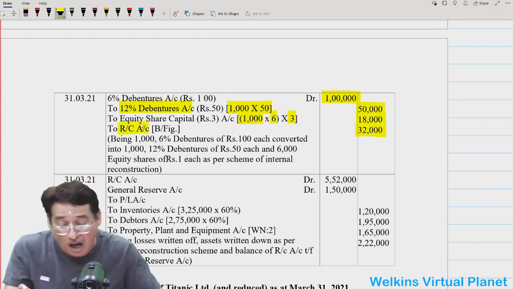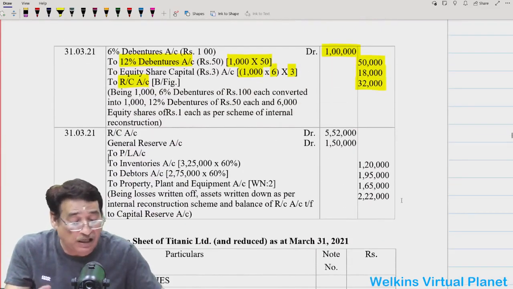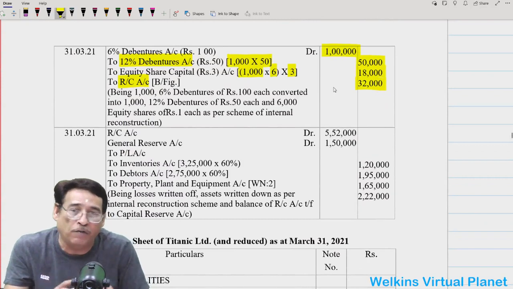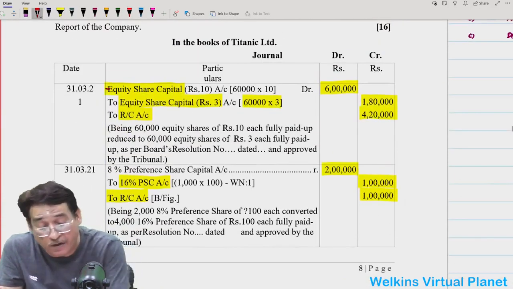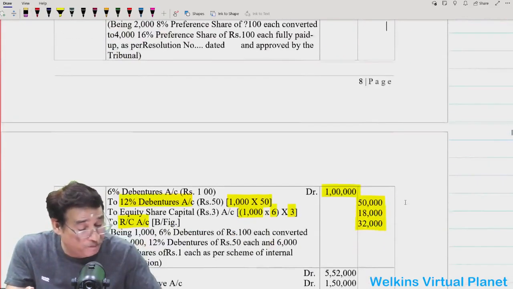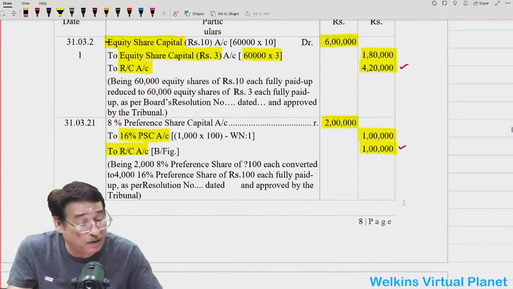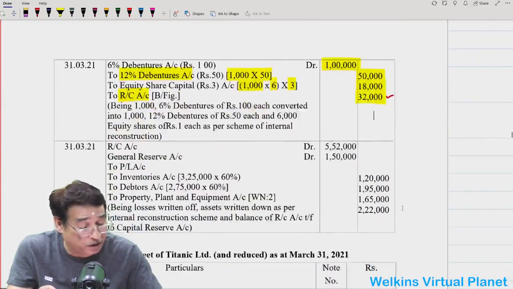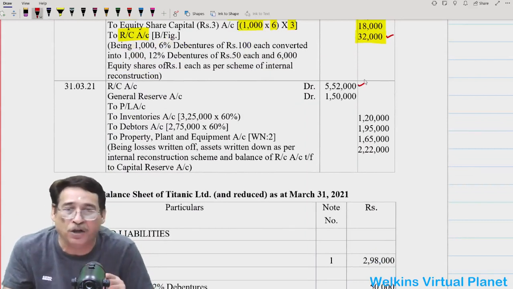Now, after this, because no further information is given, I will tally up the total amount which is now available in the reconstruction account. So let's look into the entries where reconstruction is getting credited: 4,20,000, then 1,00,000, and then 32,000. So 5,20,000 plus 32,000, 5,52,000, is the total balance now in the reconstruction account.